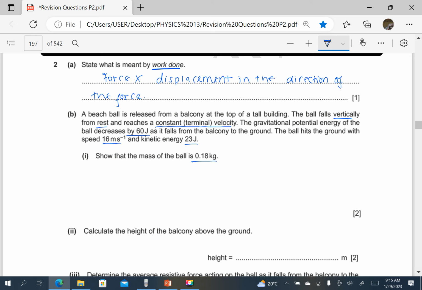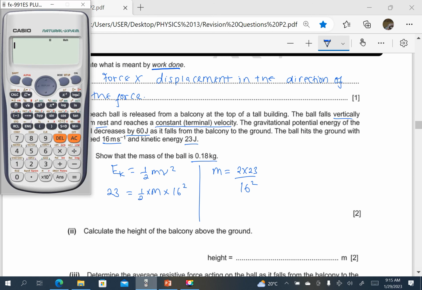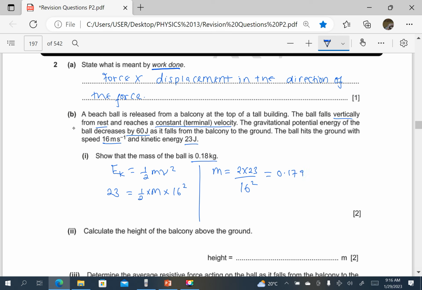Since they have given us the kinetic energy with which it hits the ground with its speed, we can find the mass from those quantities. So kinetic energy Ek is equal to a half m v squared. The kinetic energy has been given as 23 joules, which will be equal to a half times the mass times the speed with which it lands, that is 16 squared. So we make m the subject. Here you just say m is equal to 2 times 23 divided by 16 squared. So we shall check this on the calculator. 2 times 23 divided by 16 squared, and that is 0.1797, which is approximately 0.18 in kilograms.